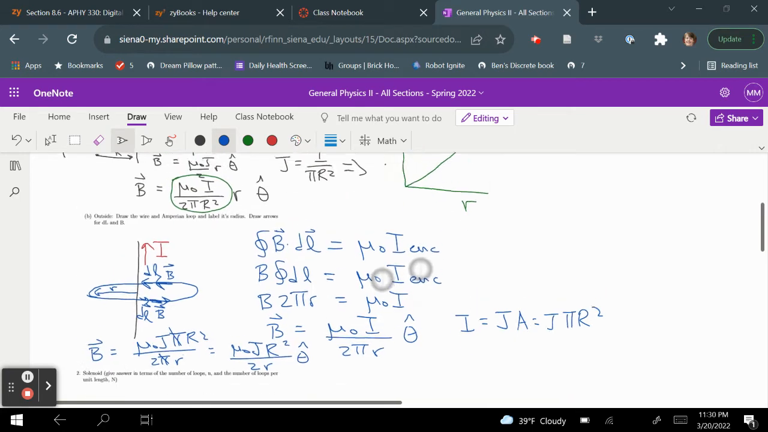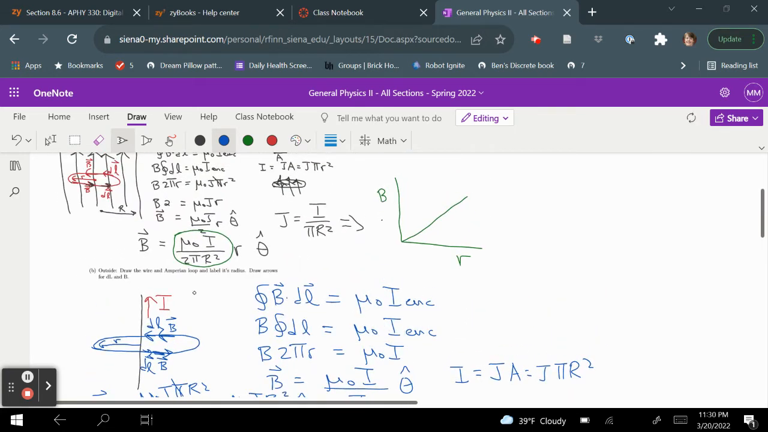So if I go back to my little graph here, the B field is going to fall off like this. The spot right here is where r is equal to capital R. And this is just our distance away from the center of the wire.